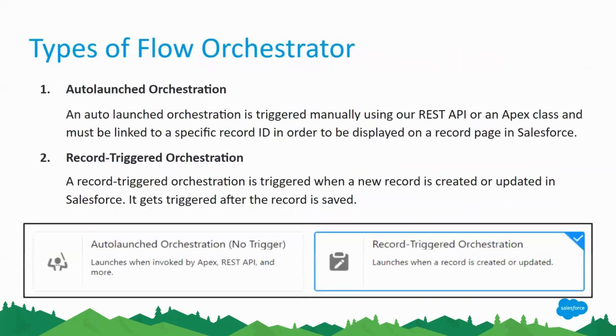There are two types of Flow Orchestrator. First is autolaunched orchestration, which is triggered manually, by a REST API, or by an Apex class. And it is linked with a specific record in order to display on a record page in your org. Another one is record-triggered orchestration, which is triggered after any DML operation of creation or updation.